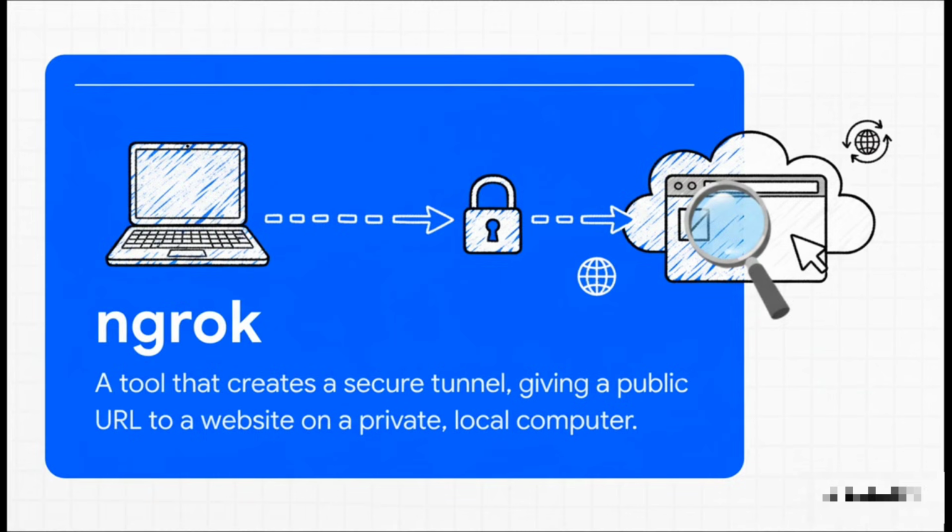But wait, how does the attacker get that fake website from their own private computer out onto the public internet? Well, that's where the second tool, Ngrok, comes in. Think of it like a secure tunnel. It takes the website running on the attacker's laptop and gives it a public web address that, you guessed it, can be sent to anyone, anywhere in the world.